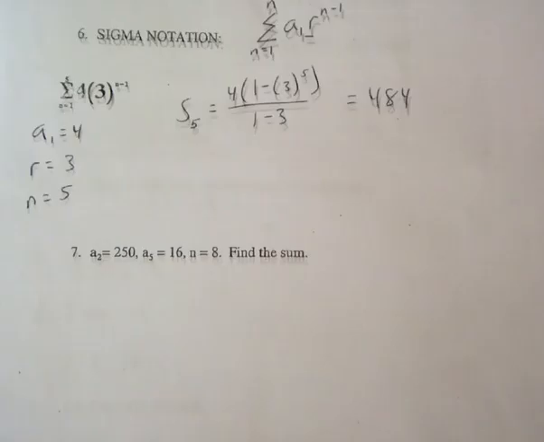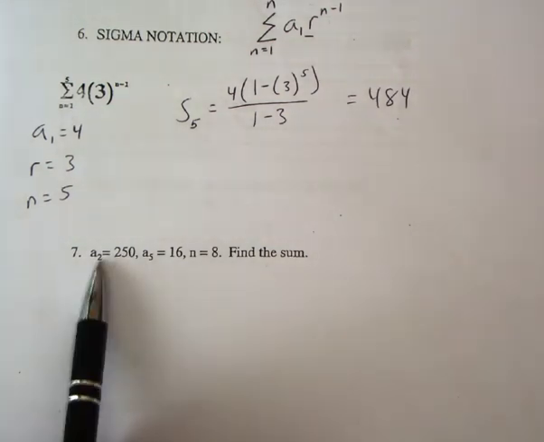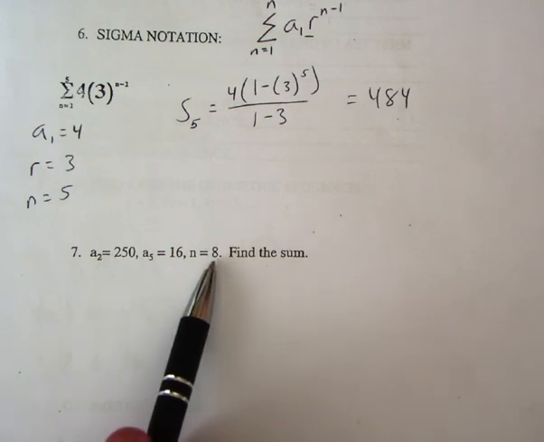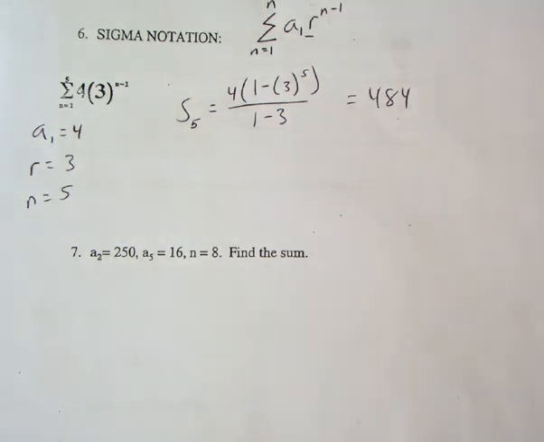So they give us this second term. They give us the fifth term, and they tell us we want to add 8 numbers together. Okay. So I want to add 8 numbers together. We don't know the first term, and we don't know r. We don't know either of those things, so we have to find some information here, okay?